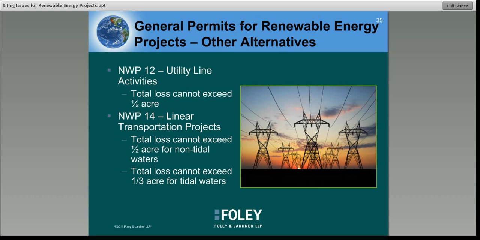For both, there's some pre-construction notification required, and in particular, it's important to notice that pre-construction notification is required if there are going to be wetland losses greater than a tenth of an acre in size. Remember that no matter what permits you pursue, you have to pay attention to general conditions issued for the permits. Some general conditions require a pre-construction notification for other reasons. So just because you're operating under Nationwide Permit 12, for example, and you're not destroying a tenth of an acre of wetlands, doesn't mean that you don't have pre-construction notification requirements.